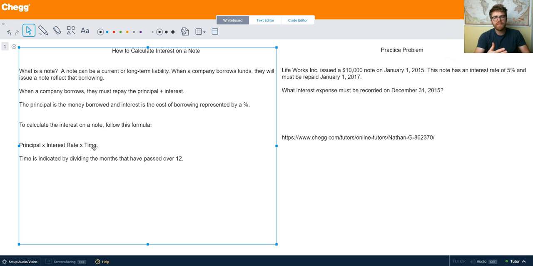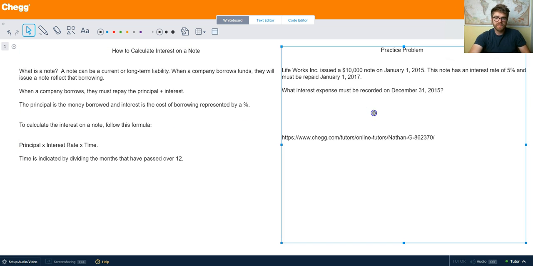So you have to take the amount of months that have passed and divide it by 12. That's a really important component of that equation. So once again, principal, the original money you borrowed, times the interest rate, times the amount of time that's passed. Now on the right side here, we're going to do a little problem just so you can learn how to calculate the interest. We're not going to worry too much about journal entries in this video, but I just want to show you how to calculate the interest on a note.